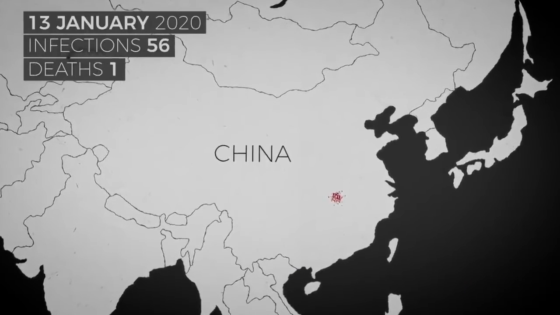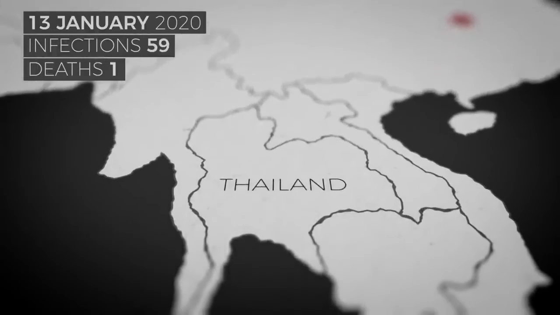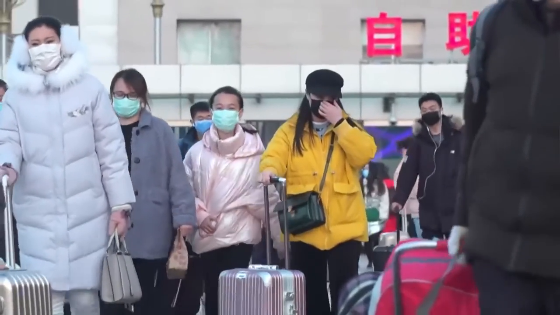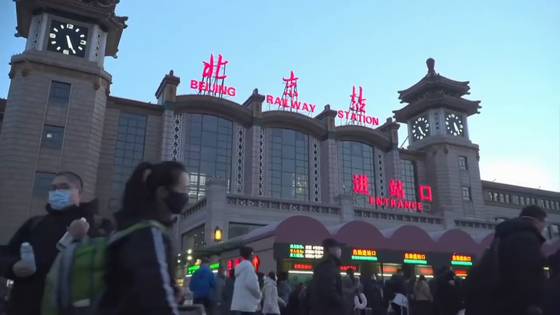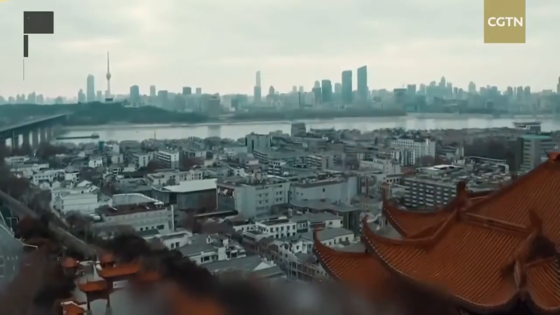The first indication that this wouldn't be contained within China came in mid-January, as a case beyond its borders was confirmed. Thailand has reported the first case of the Wuhan coronavirus found outside of China. The patient arrived at Bangkok Suvarnabhumi airport from Wuhan. As hundreds of thousands leave Wuhan to celebrate the Chinese New Year, there are rising fears that the virus will be disseminated across the country.